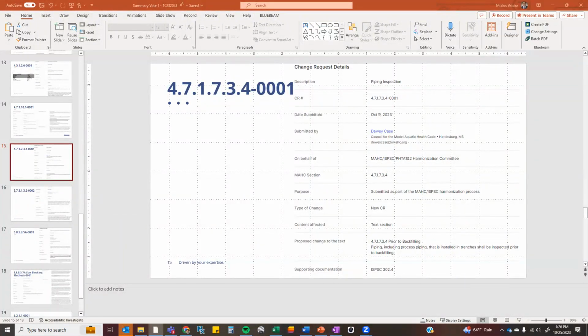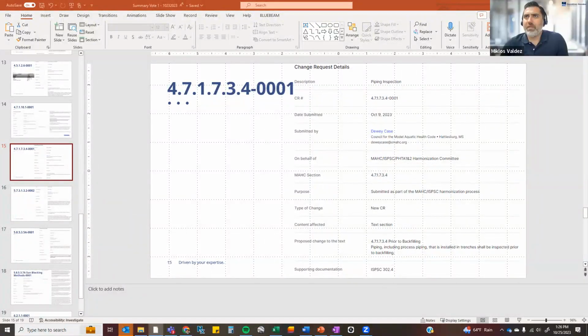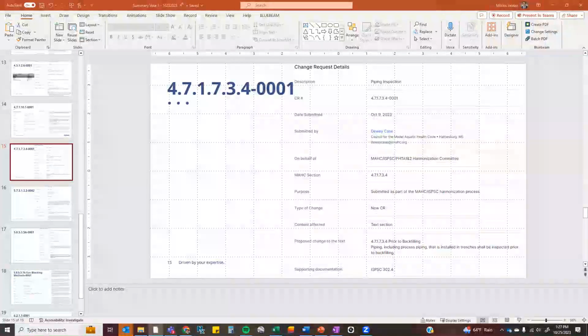It's talking about installation of the pipes. The 717 is piping.